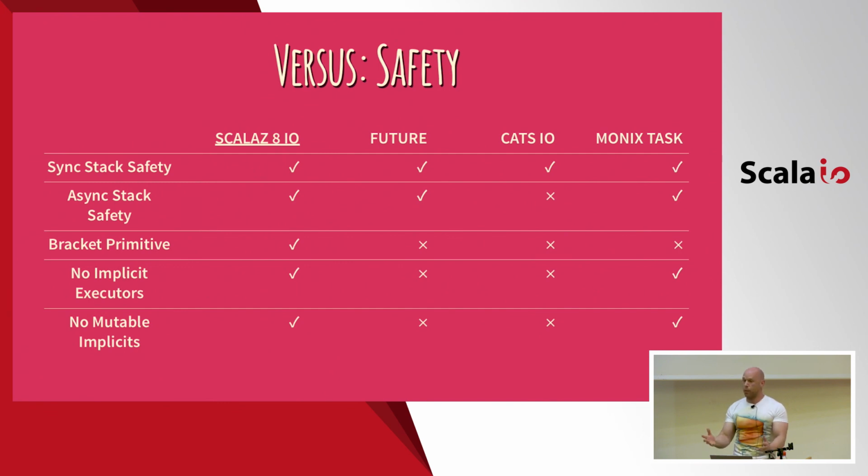It has that bracket primitive, which gives you strong guarantees about resource usage. No implicit executors anywhere. And no mutable implicits. A very clean API. There's no implicits anywhere. And you don't feed mutable stuff into anywhere except the methods that capture effects.